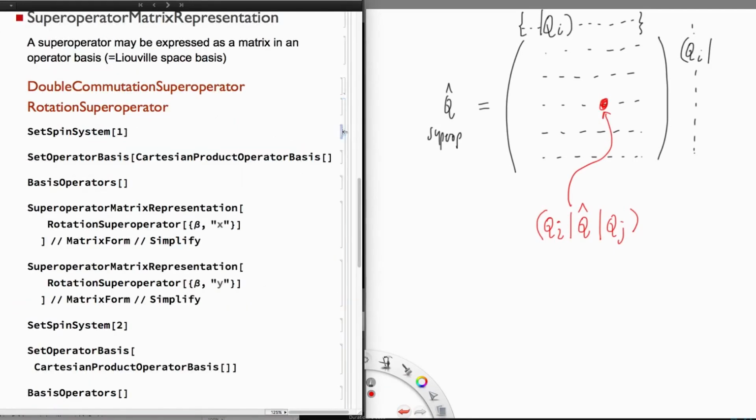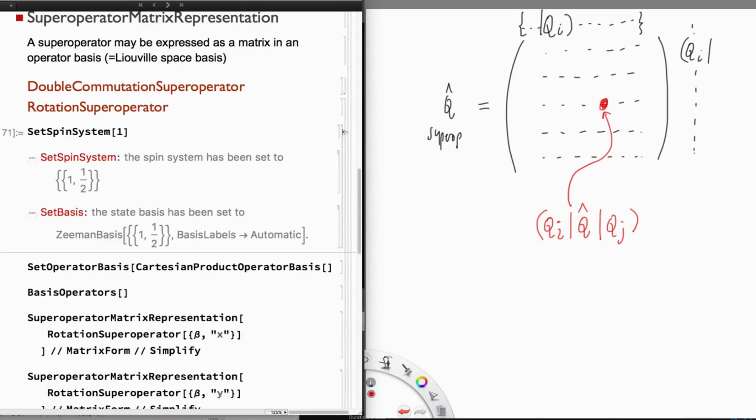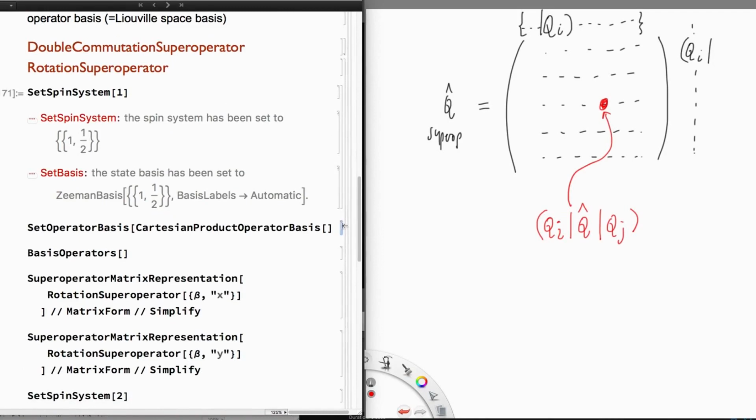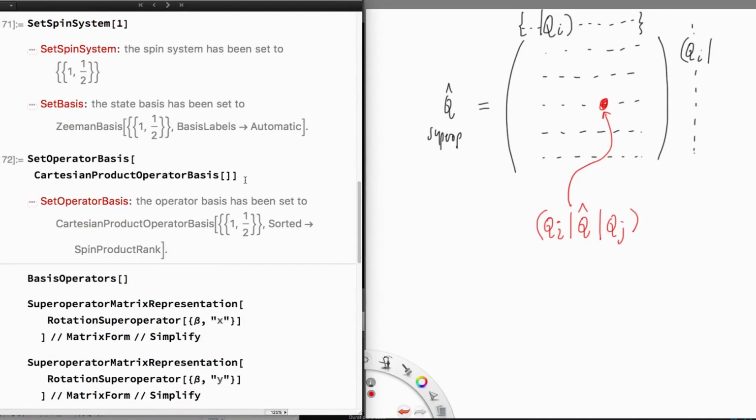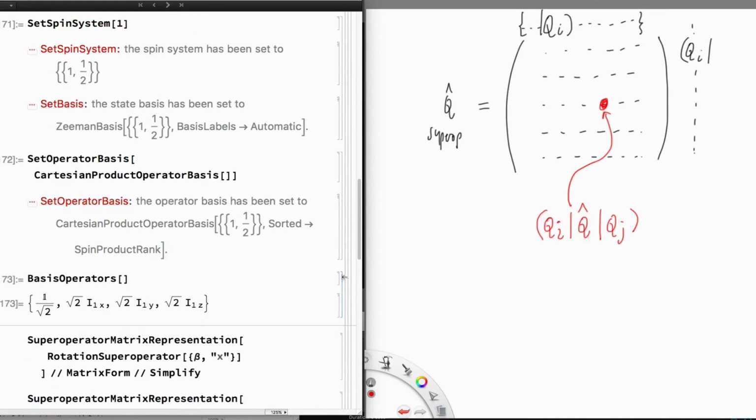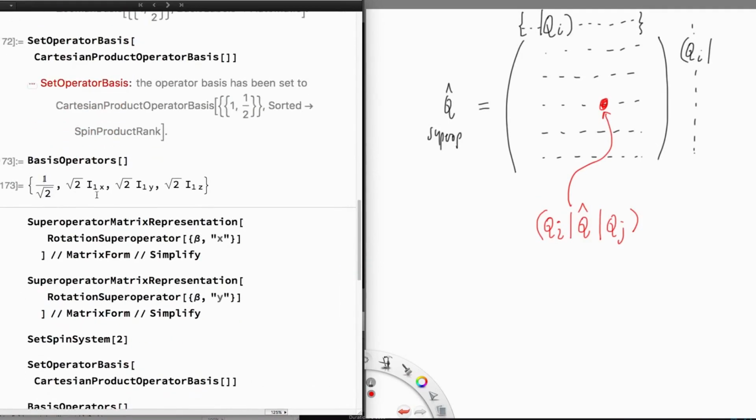Set spin system 1. Let's set up a single spin a half again. Let's set up the Cartesian product operator basis. For a single spin a half, this is pretty trivial, but let's look at it. It's a set of 4 operators: the X, Y, Z operators, which have these normalization factors in them, and also the unity operator, also normalized. So the matrix representation of a superoperator is going to be a 4 by 4 matrix.